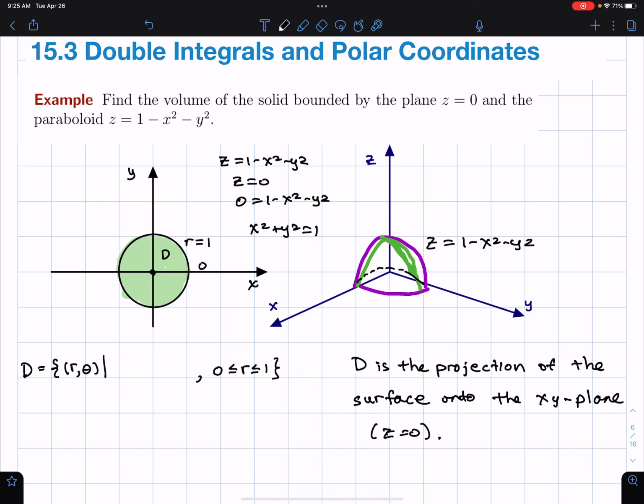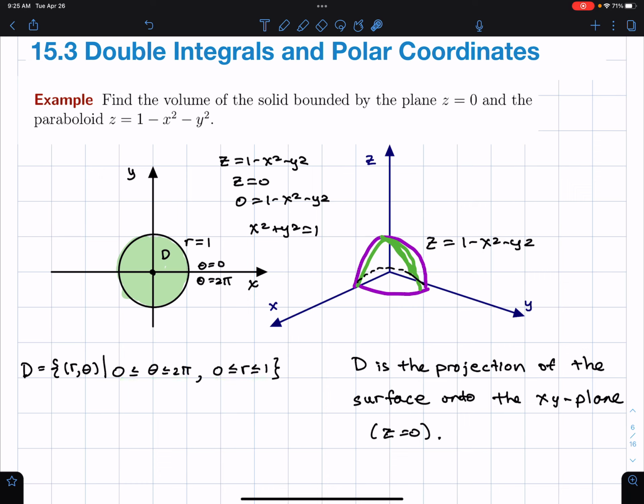But theta, we start at 0. So this line here is theta equals 0. And then we're just going to go around the circle to pi over 2, to pi, to 3 halves pi, and back to theta equals 2 pi. So this is how we describe this circle in terms of these inequalities, which makes it a polar rectangle.